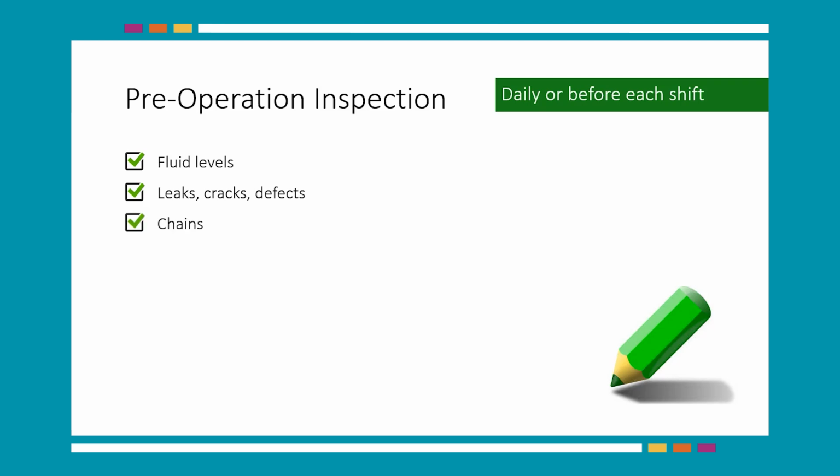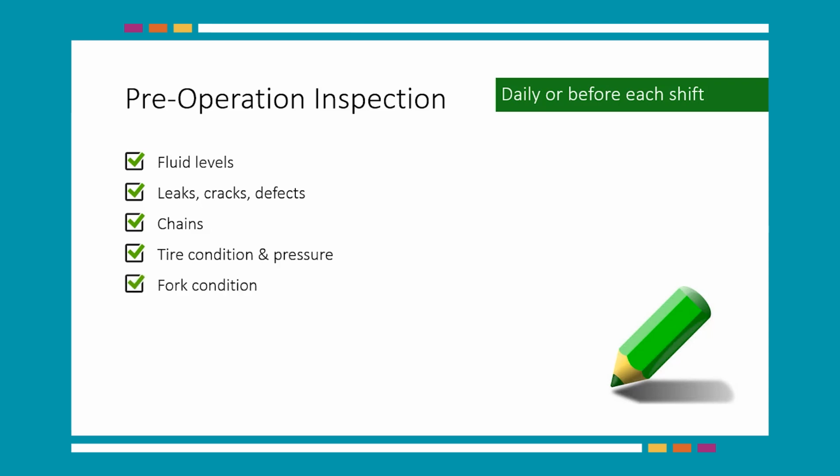Check mast chains visually and avoid the use of hands. Test the mast chain tension by lifting the load backrest to eye level. The mast chains should be level, and any tilting may signify stretching or broken rollers. Check tire condition, pressure, and look for any cuts or gouges.